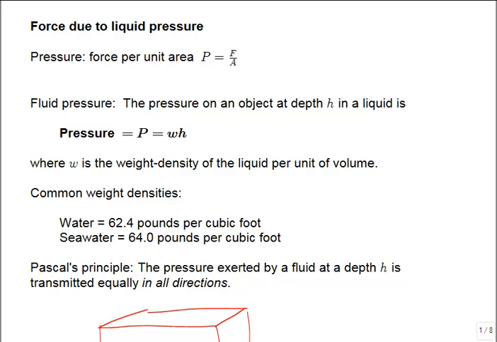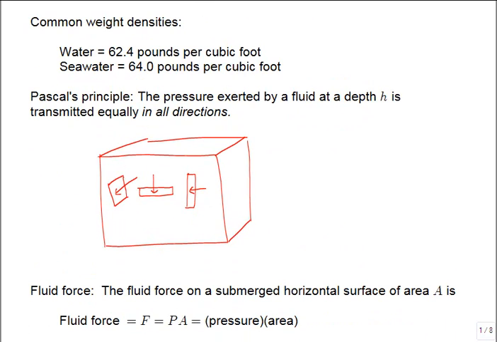Now, some common weight densities that you'll use are for water 62.4 pounds per cubic foot, and in seawater 64.0 pounds per cubic foot. Now we have something called Pascal's principle, which says that the pressure exerted by a fluid at a depth h is transmitted equally in all directions. So for these three different pictures right here, the pressure is going to be the same for all three objects at a depth of h.